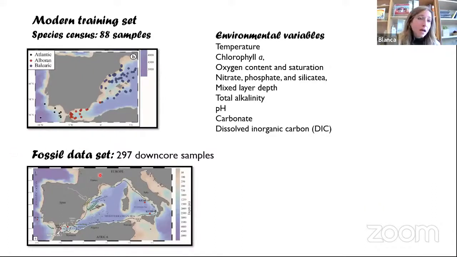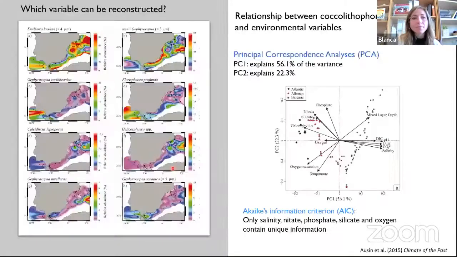We also use a fossil data set, with over 300 downcore samples, to which we will apply the transfer function that we get with our calibration data. But first, we need to explore and calibrate the relationship between coccolithophores and the environment. And the question that arises here is which variable can be reconstructed.